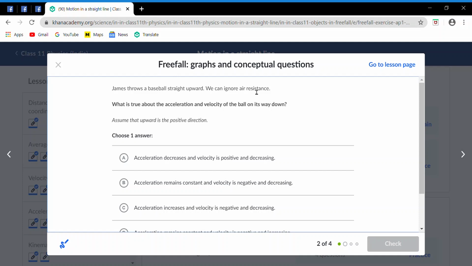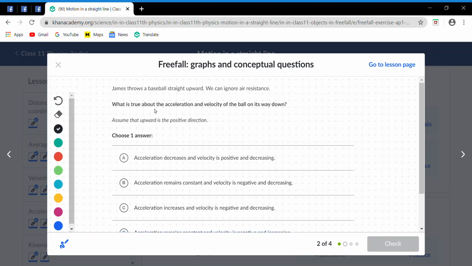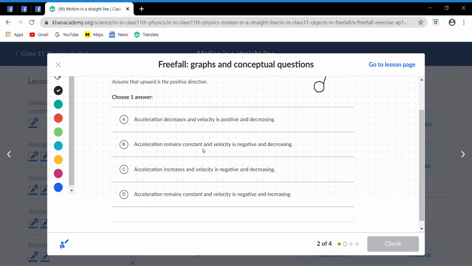James throws a baseball straight upward. We can ignore air resistance. What is true about acceleration and velocity of the ball on its way down? So, let's say this is a baseball and we are throwing it upward, and its acceleration is negative 9.8 meters per second squared, so it will remain constant because gravity's acceleration remains constant at approximately negative 9.8. So let's rule these out, and we are left with two options, B and D.